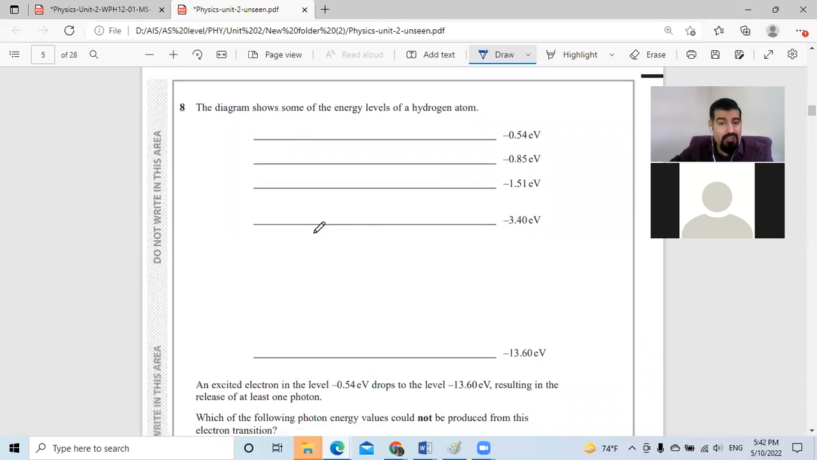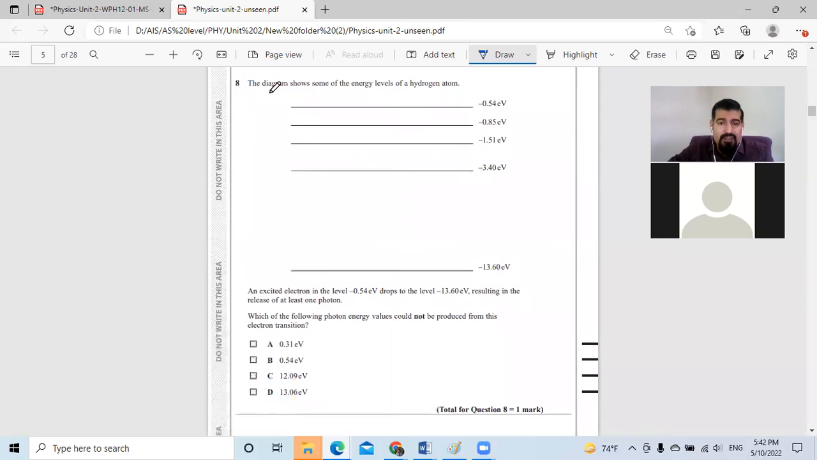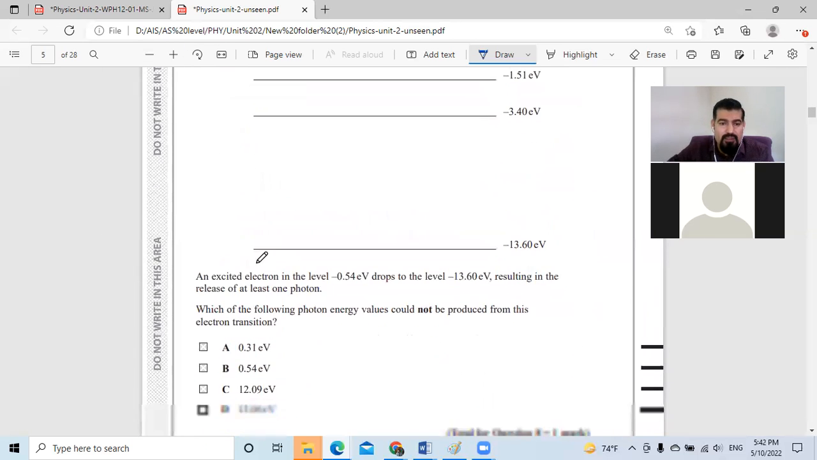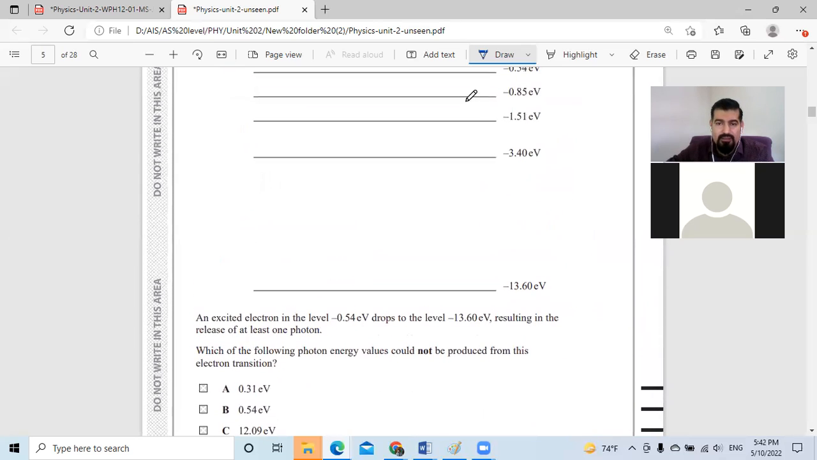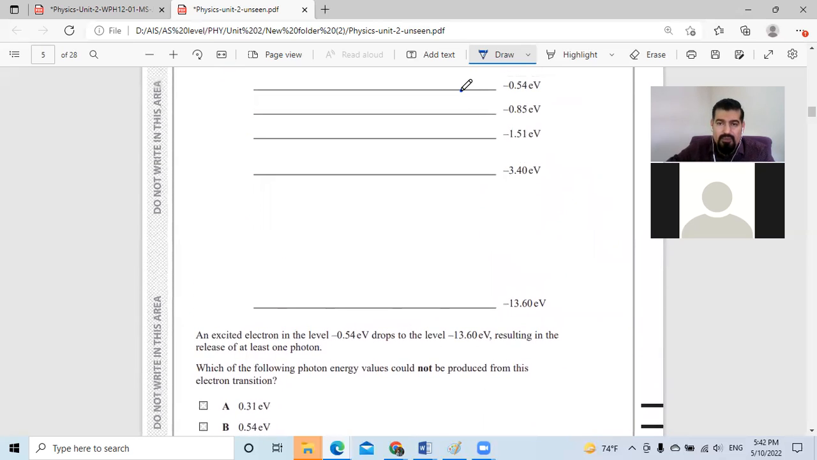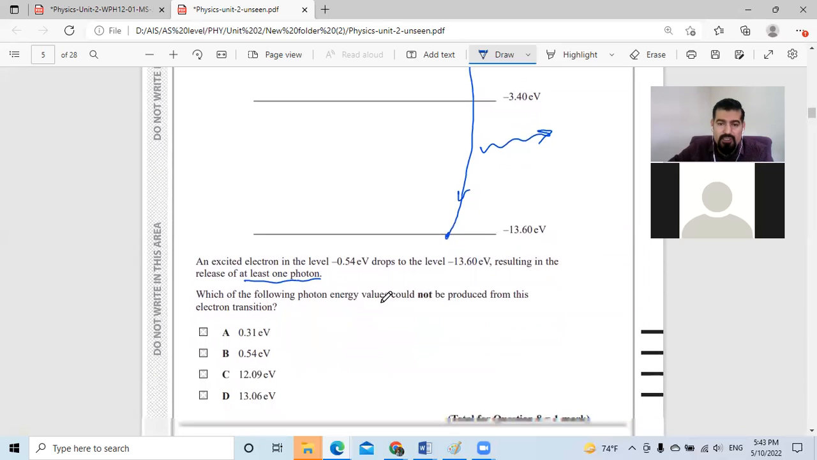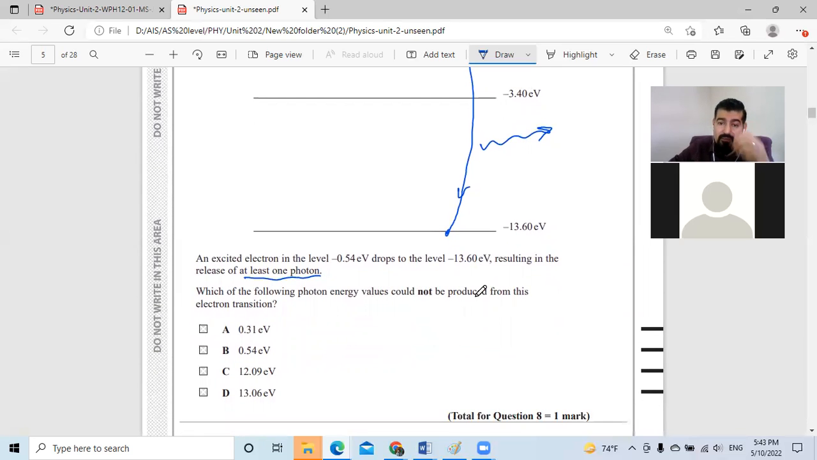Question number 8. Energy level. They didn't ask about energy level. The diagram shows some of the energy levels of a hydrogen atom. Then what do they ask? An excited electron at this energy level, negative 0.45, drops to the energy level here, negative 13.6, resulting in the release of at least one photon. One photon is coming out. Which of the following photon energy values could not be produced from the electron emission?